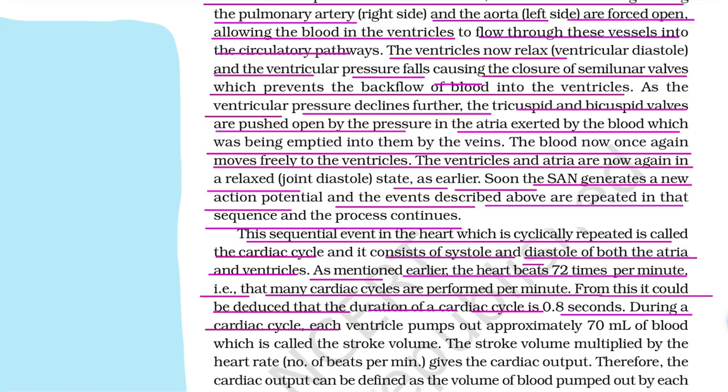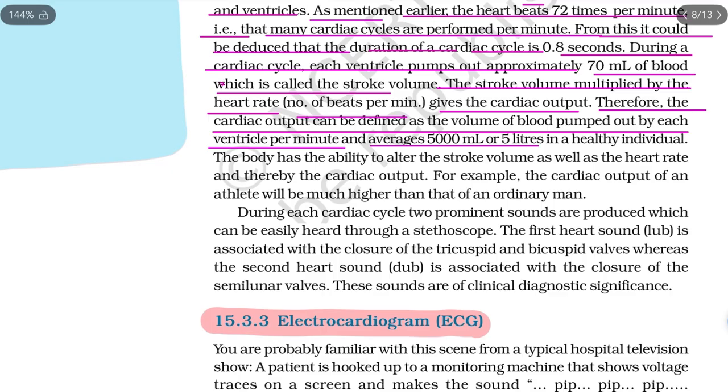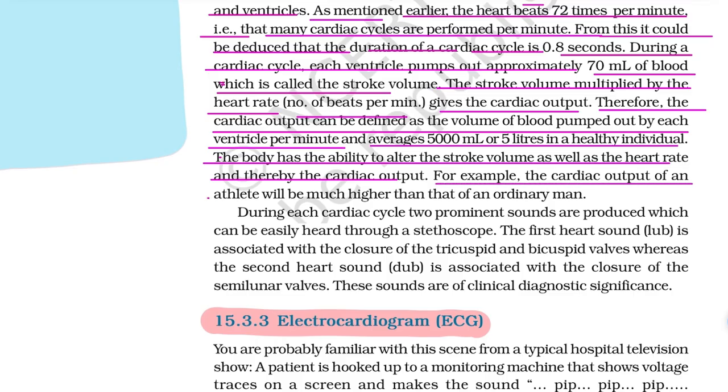During a cardiac cycle, each ventricle pumps out approximately 70 ml of blood, which is called stroke volume. The stroke volume multiplied by the heart rate, the number of beats per minute, gives the cardiac output. Therefore, the cardiac output can be defined as the volume of blood pumped out by each ventricle per minute and averages 5000 ml or 5 liters in a healthy individual. The body has the ability to alter the stroke volume as well as the heart rate and thereby the cardiac output. For example, the cardiac output of an athlete will be much higher than that of an ordinary man.